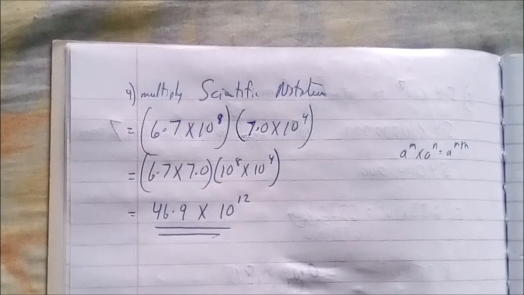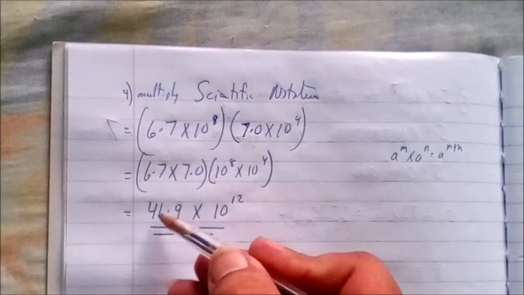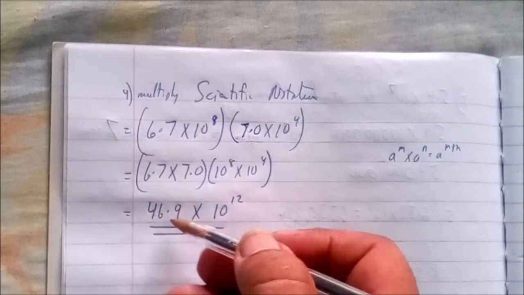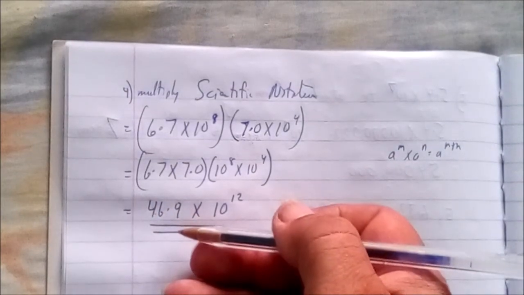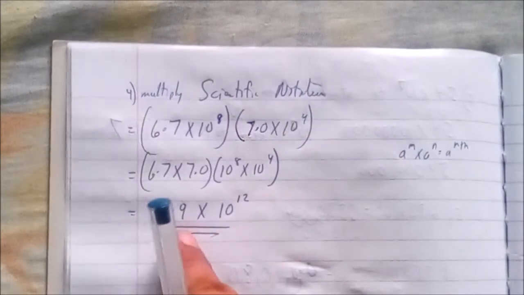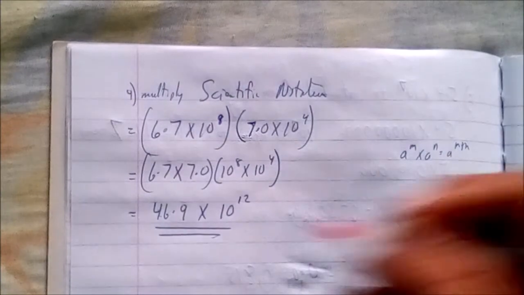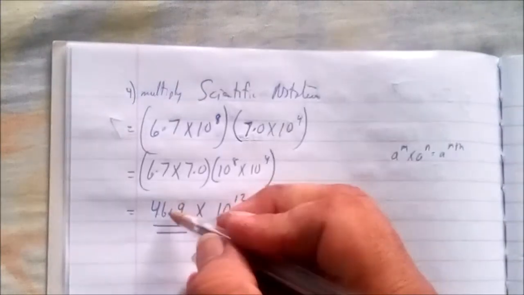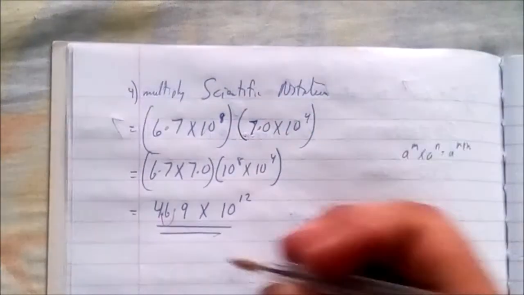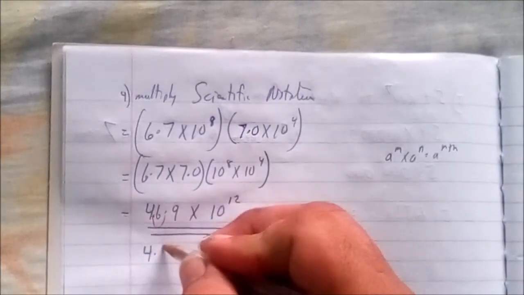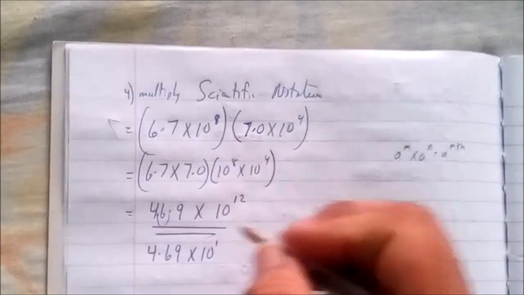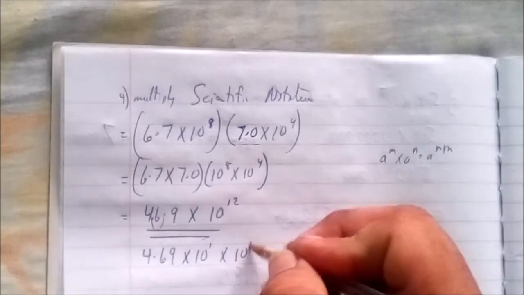Okay? Because scientific notation says that it must be a value in front of the decimal which is between 1 and 10, and this is 46, which is far above 10 and is not below 1. So now to convert this to scientific notation, we will need to move the decimal point one place to the left, which will then give it a positive value. So we put 4.69 times 10 to the first power, this 10, times 10 to the 12th power.